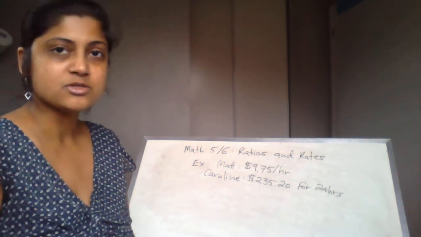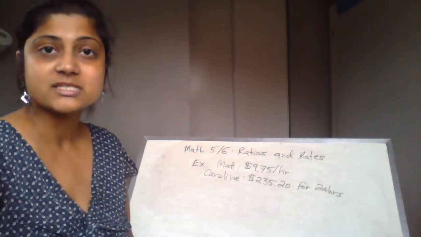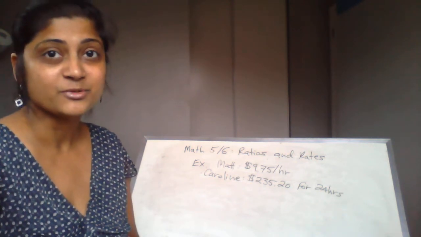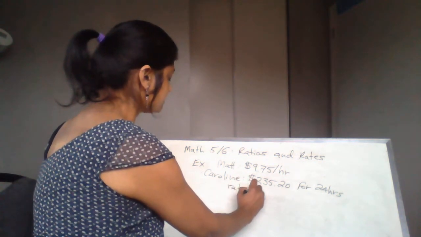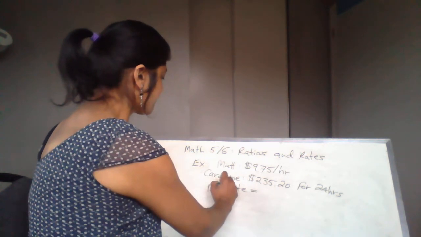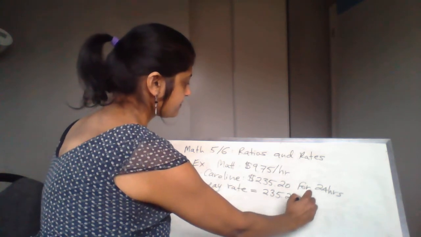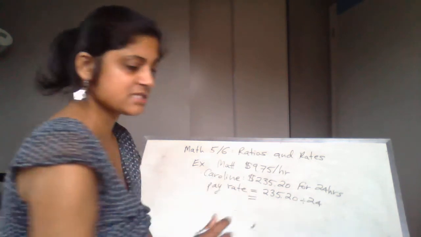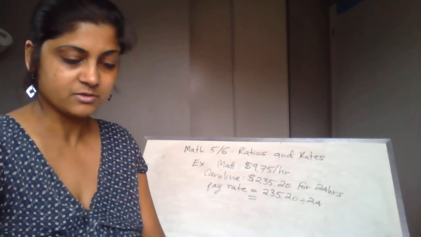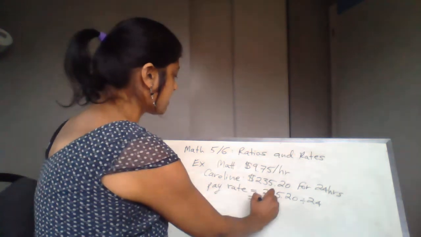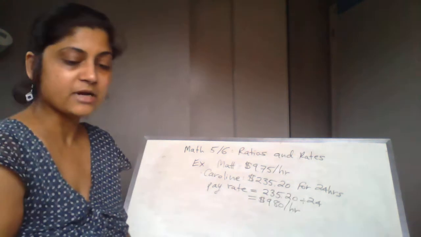So I don't need to do anything for Matt. I know how much he's making per hour. However, for Caroline, we're going to take the cost and divide it by the number of hours, okay? So let's put pay rate. This is pay rate for Caroline. So we're going to do 235.20 divided by 24, okay? And again, you could just do this on your calculator. And we're going to divide it, and she is making $9.80 per hour, okay?